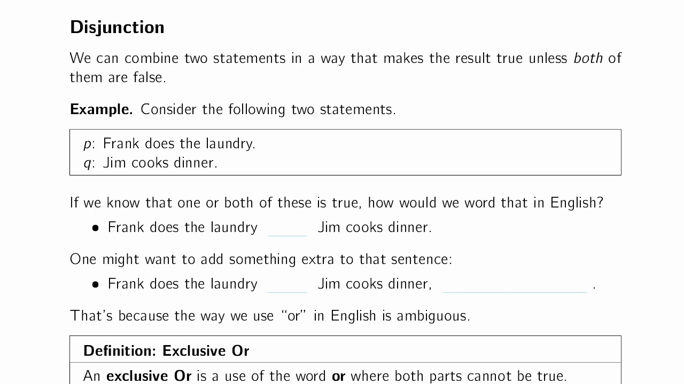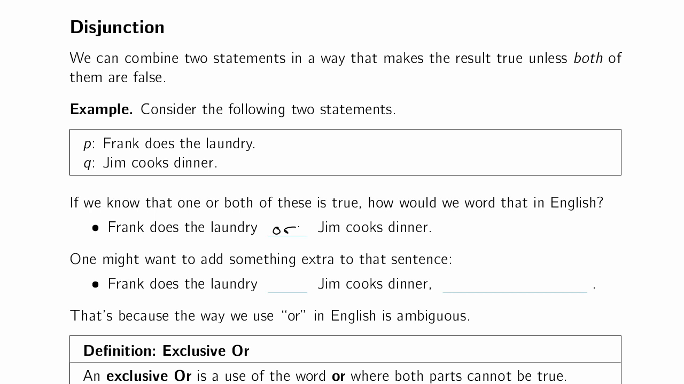Another way that we can combine two statements is in such a way that the combination is true as long as at least one of them is true. Right? We want the combination to be true whenever something is true. Suppose we have the two statements, Frank does the laundry, Jim cooks dinner. If we know that one or both of these is true, what would we say in English? Well, we would say Frank does the laundry or Jim cooks dinner.